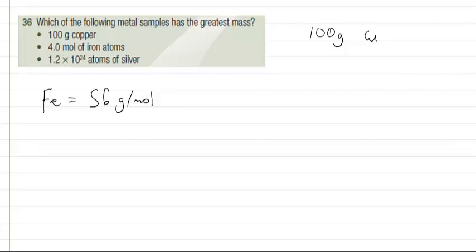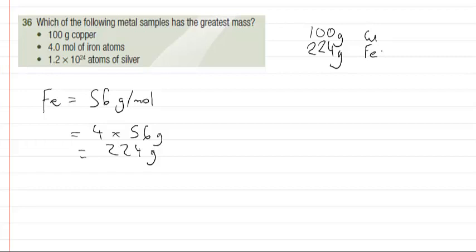We have 4 moles. So our mass of iron is equal to 4 times 56 grams, which is equal to 224 grams. So if we have the number of moles, we just multiply that by the molar mass, and that will give us the mass that we have. So we can put that up with our copper now. We have 100 grams of copper, and we have 224 grams of iron.